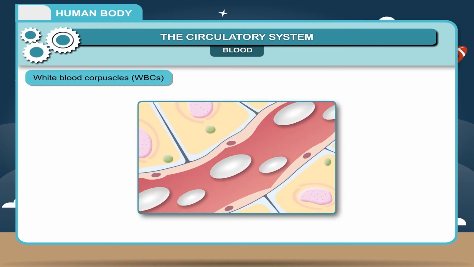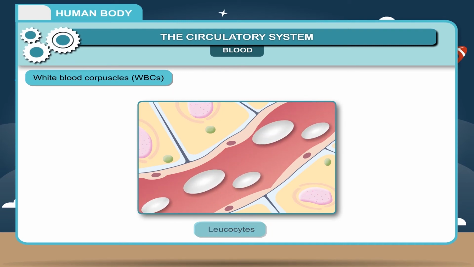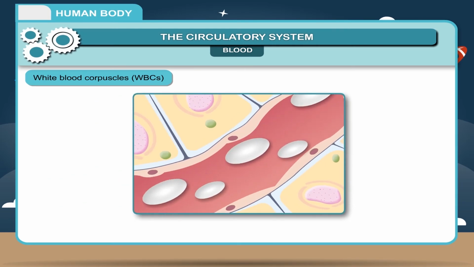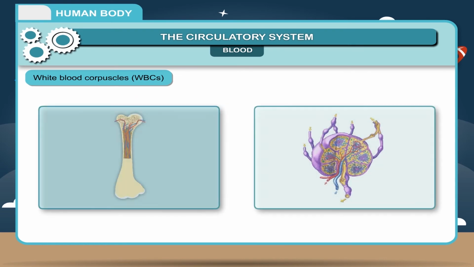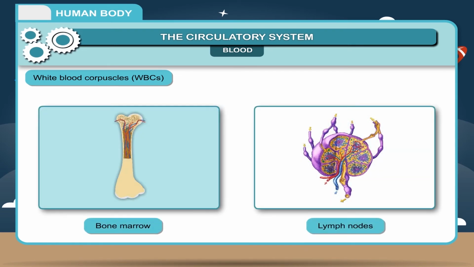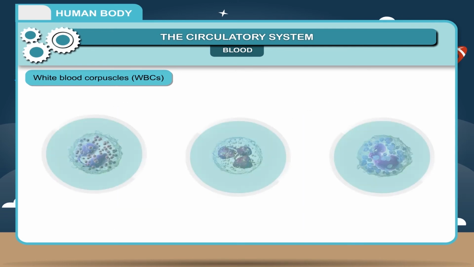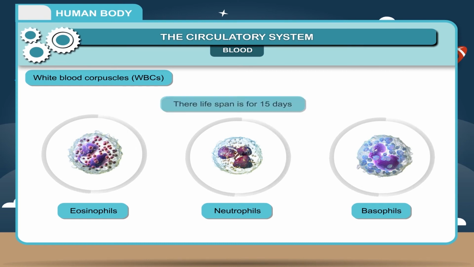White blood corpuscles, WBCs. They are known as leukocytes. The WBCs are amoeboid in shape. They are nucleated. They engulf infection, so they keep the body free from infection and disease. They are produced in the bone marrow and lymph nodes. There are various kinds of WBCs: monocytes, lymphocytes, eosinophils, neutrophils, and basophils. Their lifespan is 15 days.